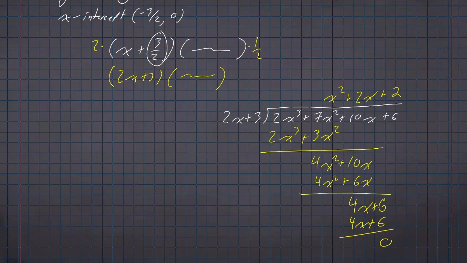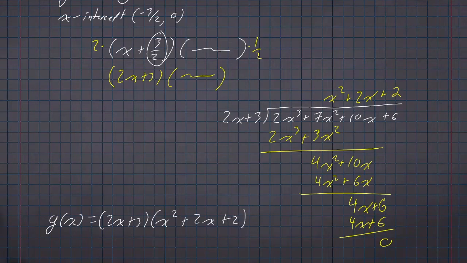I have a remainder of 0, which means that this divided evenly, and that means that I can write out the factored form: g of x is 2x plus 3 times x squared plus 2x plus 2.